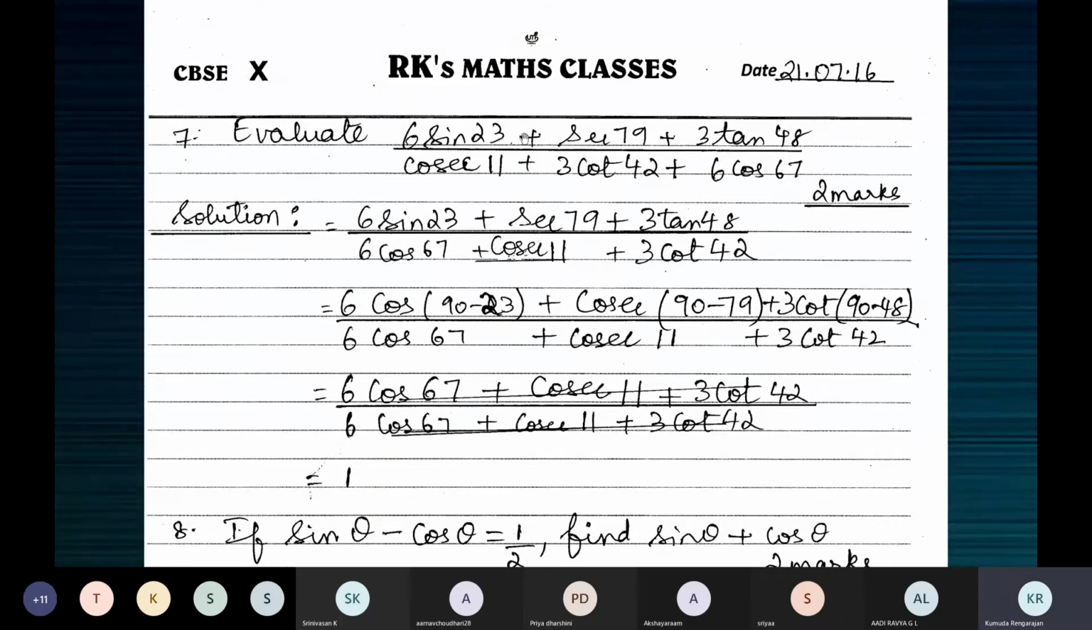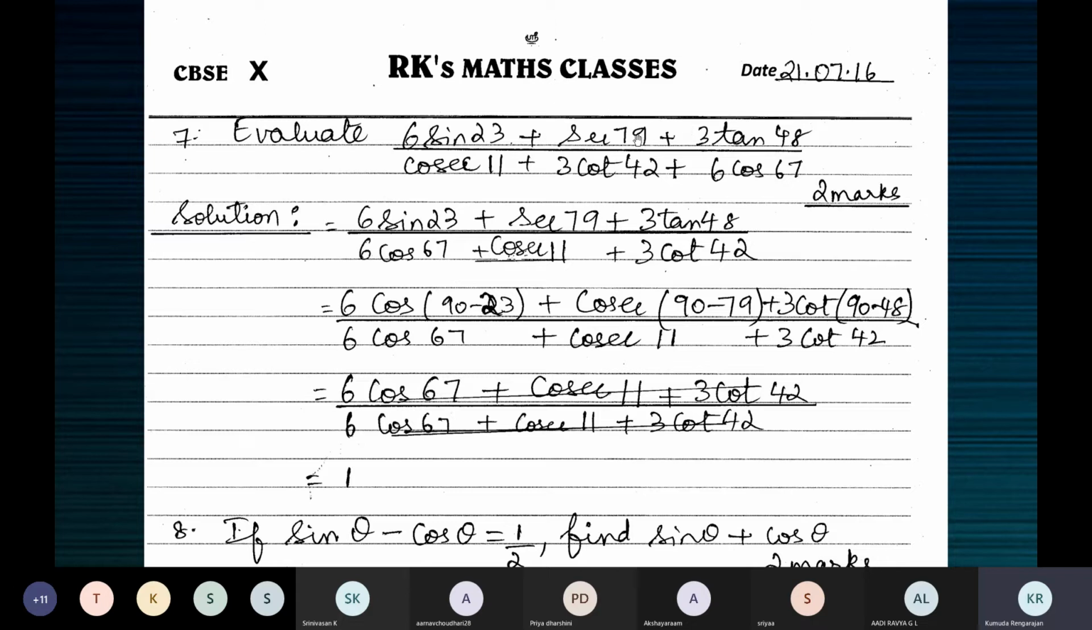So sine 23 and cos 67: 23 and 67 add to 90. Sine 23 has the same value as cos 67, so 6 sine 23 is the same as 6 cos 67. Sine and cos of these angles are complementary ratios, so by using the concept of complementary ratios you can make these two equal. They look different, but their value is actually the same.